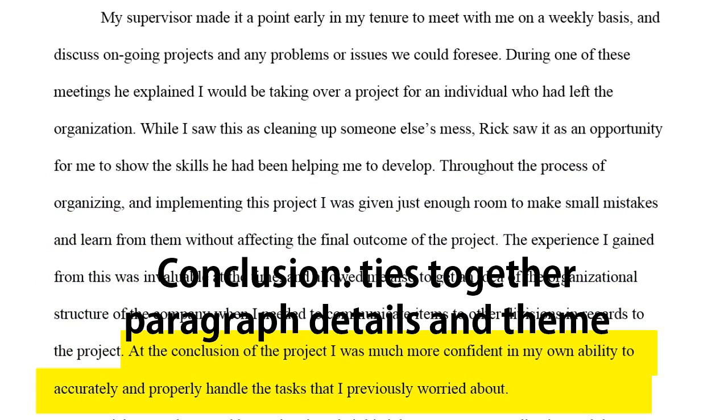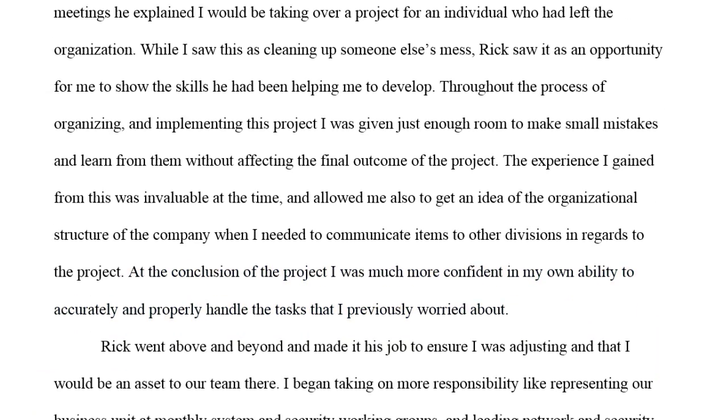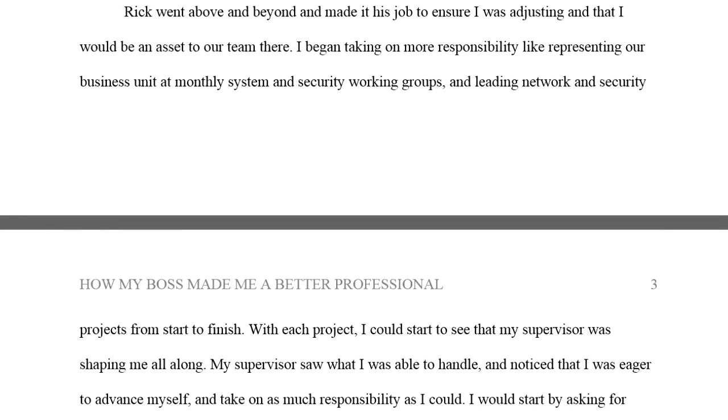And now comes the paragraph's conclusion sentence that brings together the narrative details of the paragraph with the overall thesis of the essay. At the conclusion of the project, I was much more confident in my ability to accurately and properly handle the task that I had previously worried about, which is another way of saying he had developed more as a professional. Now, the second body paragraph.